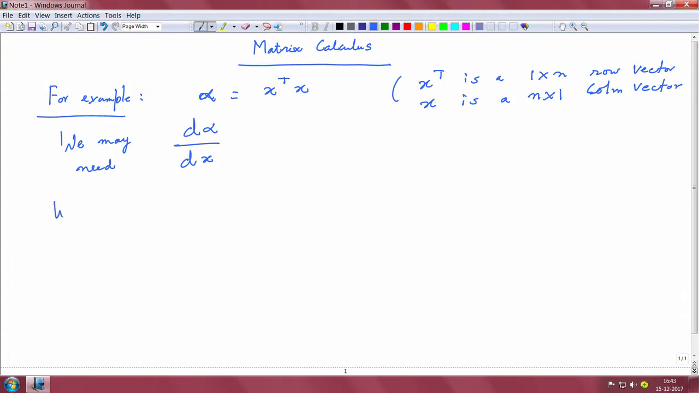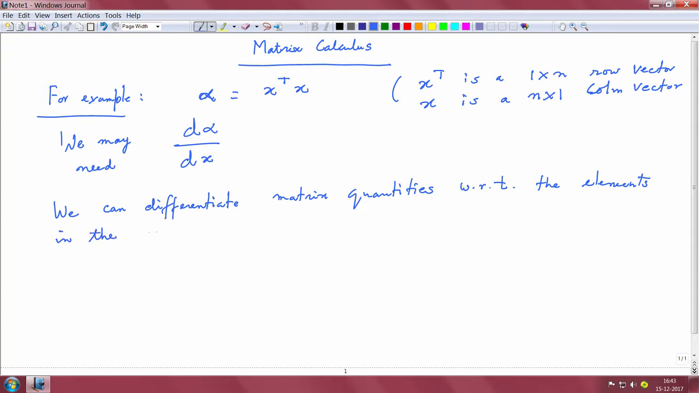So, we can differentiate matrix quantities with respect to the elements in the reference matrices, and often this is done using the Jacobian matrix.